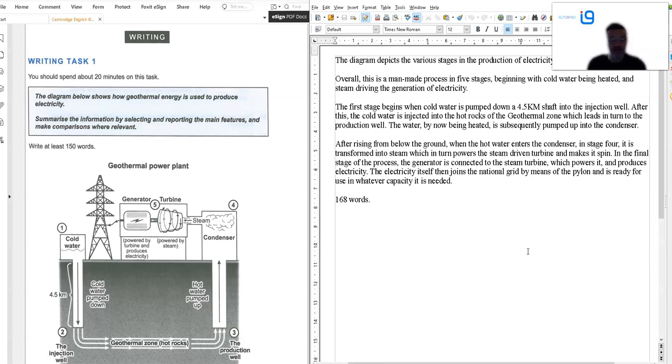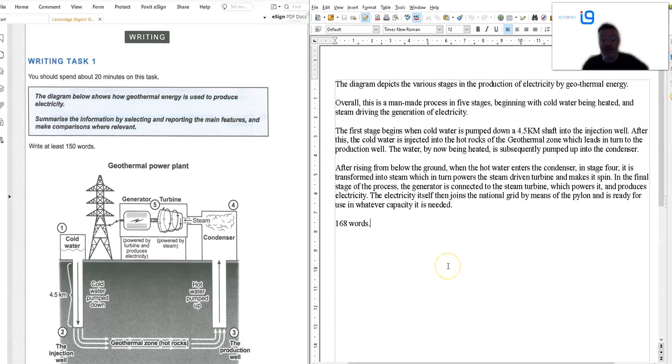You can divide it into 2 parts. What happens below ground, what happens above ground. You can do it in that way, which is what I've done here. Paragraph 3 below ground, paragraph 4 above ground. It's only 168 words because there's not a lot to say. Really, it's pretty clear. You could maybe pad your sentences out with some extra prepositions and articles.